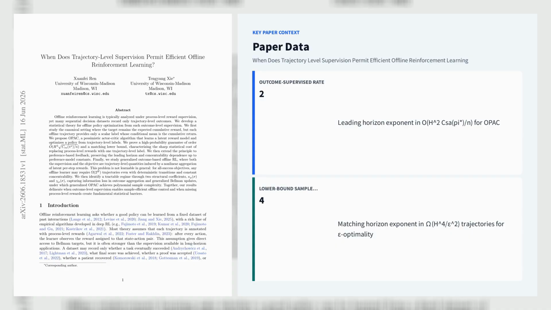Let's explore the third paper. When does trajectory-level supervision permit efficient offline reinforcement learning? This paper gives a sharp sample complexity theory for offline reinforcement learning when the dataset contains only trajectory-level supervision rather than per-step rewards.